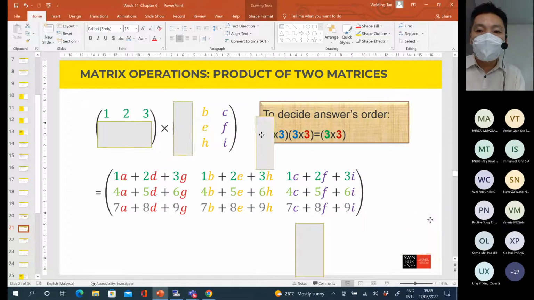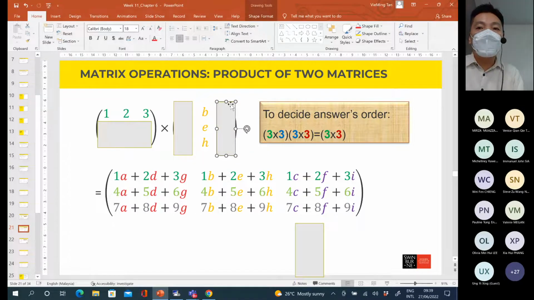So that means we need to hide these two columns. We just focus on the second column of matrix B, right? Okay, so let's try it. 1 multiply B, you'll get 1B, plus 2 multiply E is equal to 2E, and then plus 3 multiply H, you'll get 3H. So continue the same process until this element.